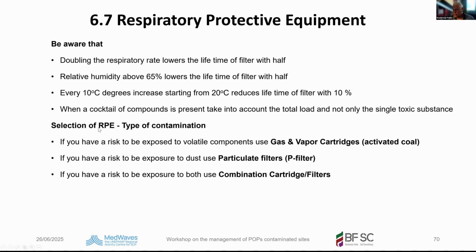Selection of the respiratory protective equipment depends on the type of contamination. If you have a risk of being exposed to volatiles, you use gas with vapor cartridges, so vapor filters with active coal. If you have a risk of being exposed to dust, you use dust masks, so particle filters, P. If you have the risk of being exposed to both, you use combination filters, this dust filter with a vapor filter.